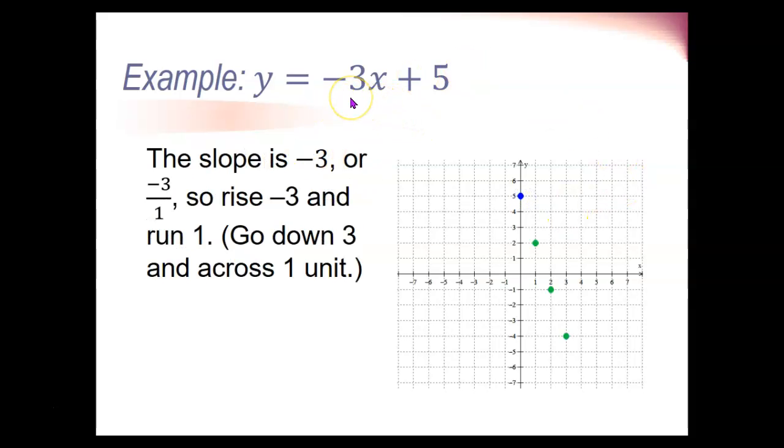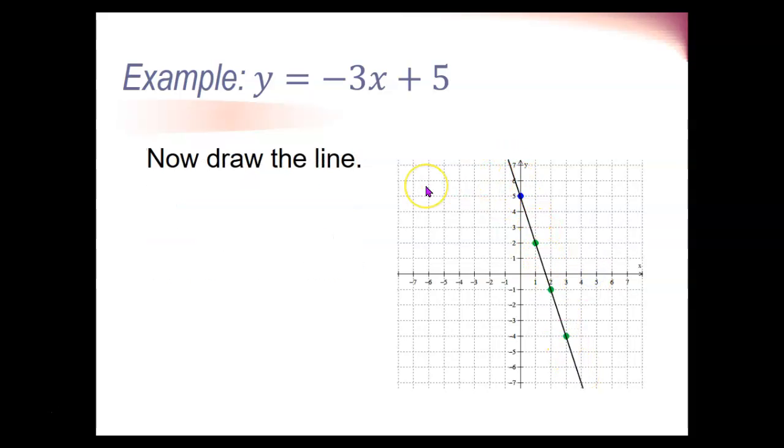Then the slope is negative 3. If you want to think of that as a fraction, so it's rise over run, you can think of it as negative 3 over 1. So rise over run is negative 3 over 1. So starting at the y-intercept point that we took as our starting point, rise negative 3 and run 1. That means go down 3 spaces and over 1 space. If you want, you can do it again, down 3 and over 1. And so that shows you which direction the line is going, and then you can just draw the line through those points.